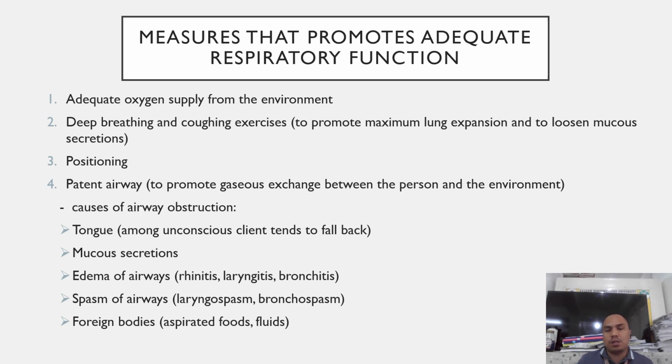So what are the causes of airway obstruction? Bakit nagkakaroon ng obstruction sa ating paghinga or dun sa daanan ng hangin? So number one, we have the tongue. The tongue of an unconscious client tends to fall back. We have also the mucus secretions. The edema of airways, so nagkakaroon tayo ng rhinitis, laryngitis, or bronchitis. And then also we have the spasm of the airways, which is the laryngeal spasm and bronchospasm. And then the foreign bodies, which is aspirated foods. And we have the fluids.